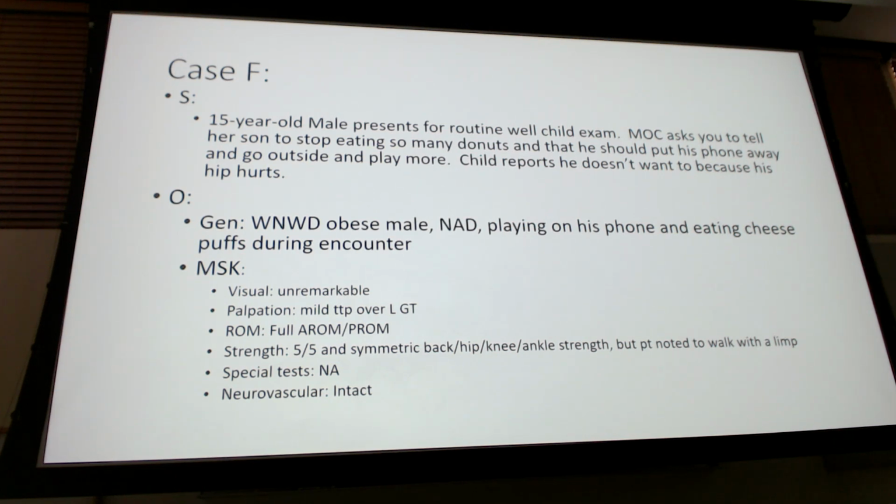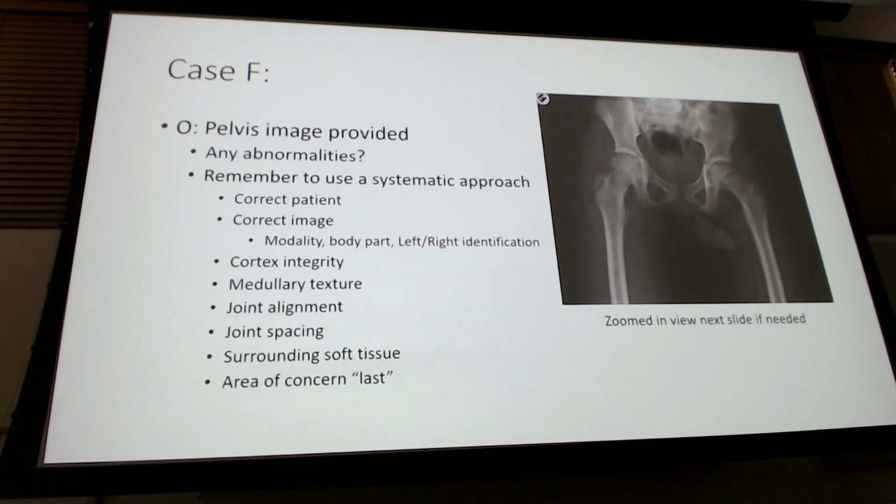Because it's not a movement issue right now, it's a weight-bearing issue, right? That's when it hurts. Hence, the strength is 5 out of 5 in all of it, including the hips and the back and the knee and the ankle, but they walk with a limp. Okay, we didn't do any special tests. Neurovascularly intact.